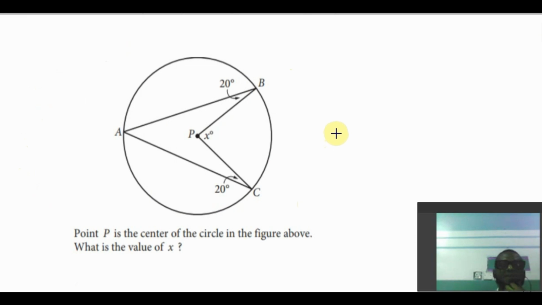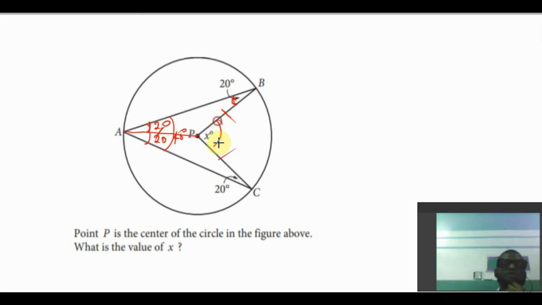Point P is the center of the circle in the figure above. What is the value of x? This is the x. If I extend this line to this point, it is also a radius. It is equal to this, and it is equal to this. So this triangle is now an isosceles triangle, meaning that this angle must be equal to this angle. So here is 20 also. The same thing happens here. This is the base angle of an isosceles triangle. This is also equal to 20, making the whole of this angle 40 degrees.